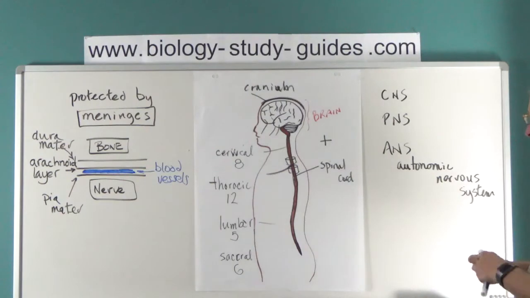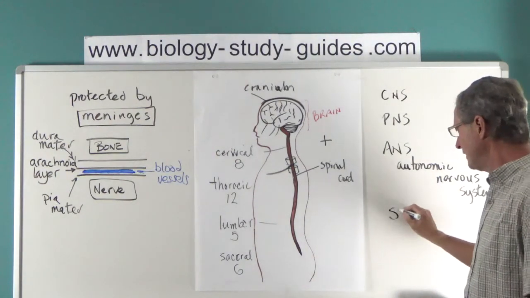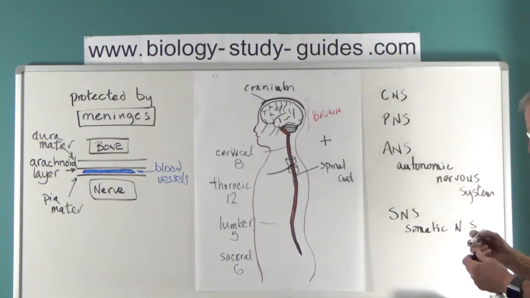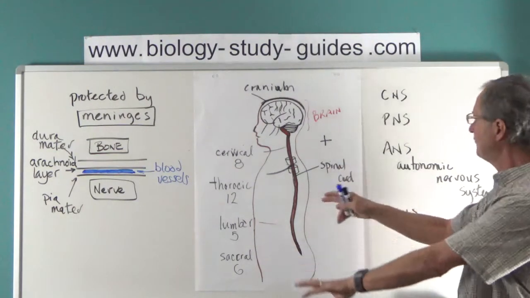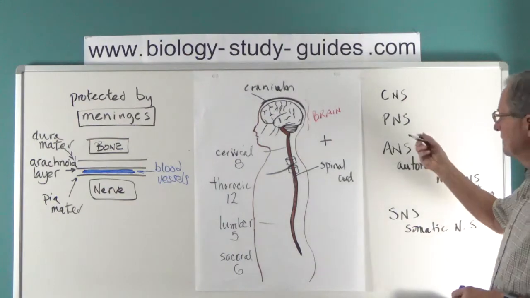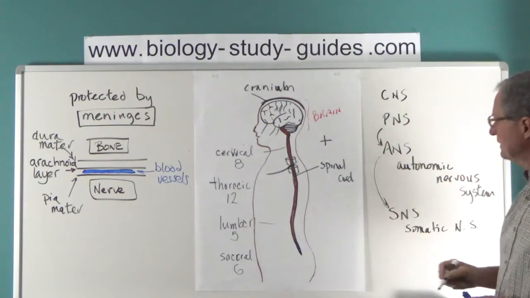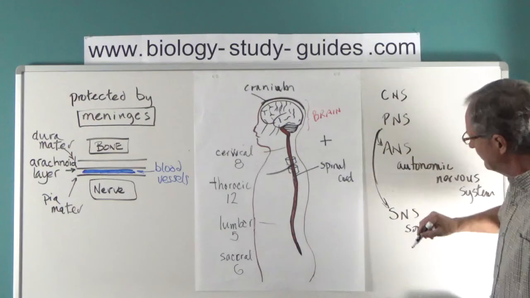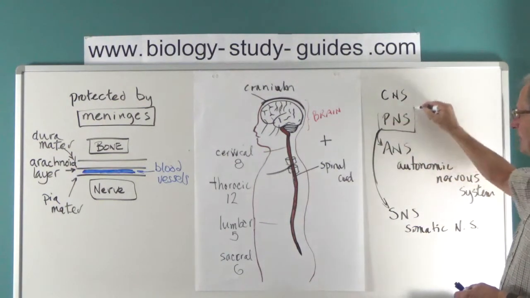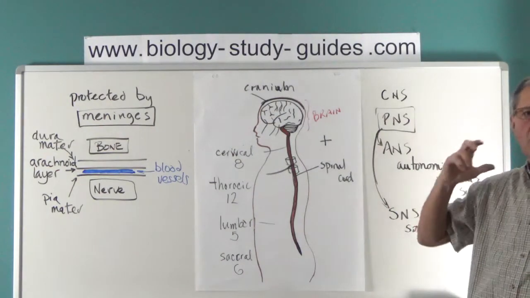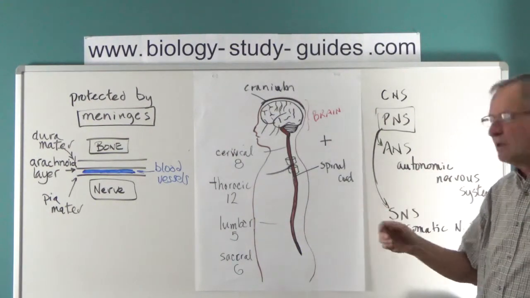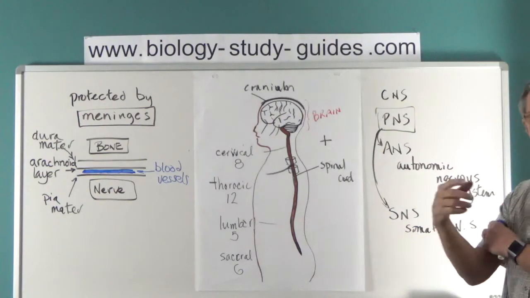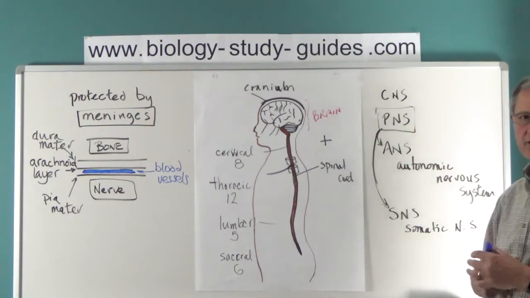And we also have the somatic nervous system. The somatic nervous system is that part of the peripheral nervous system which we can control. So these two are actually subdivisions of the PNS. The ANS and the SNS are parts of the PNS. So if we're going to control our muscle action by will, so we want to move our arm, then we're sending a message from the motor area of our brain through a peripheral nerve to the muscle in our bicep to make our arm move. So that's the somatic nervous system.